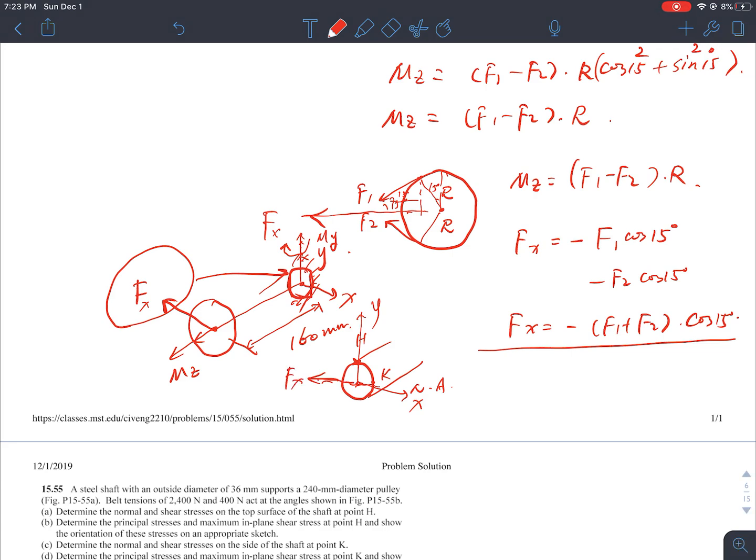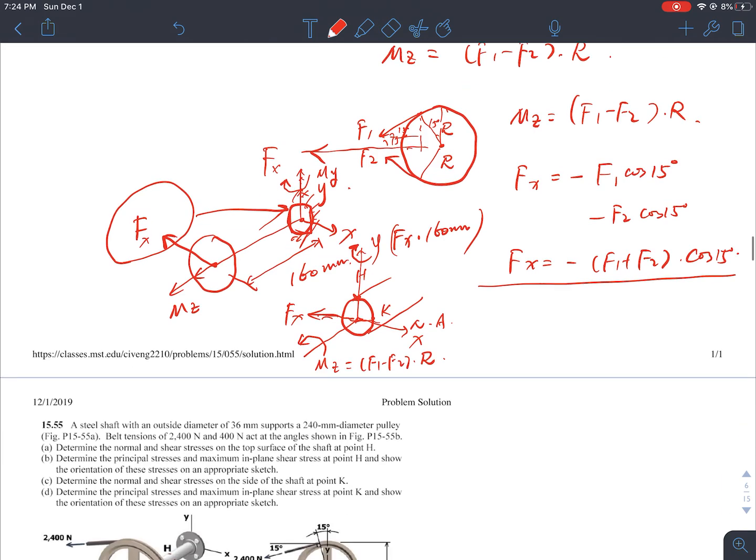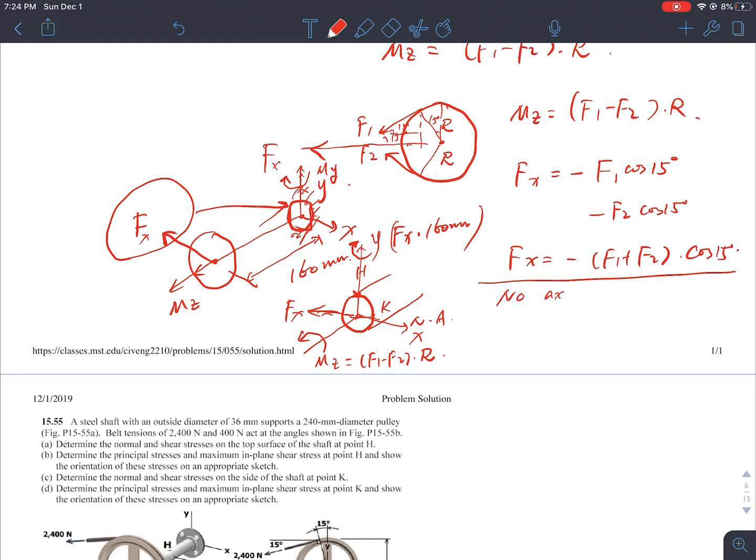I have a shear force going this way, which is Fx. I have a bending moment going this way, which is equal to Fx multiplied by 160 millimeters. I'll also have a bending moment going this way, which is equal to F1 minus F2 multiplied by R. So I don't have any axial force. Is that right? No axial force. My shear force equals Fx. I have two moments now: My equals Fx multiplied by 160 millimeters, and Mz equals F1 minus F2 multiplied by R. Now these are all the external forces I have.